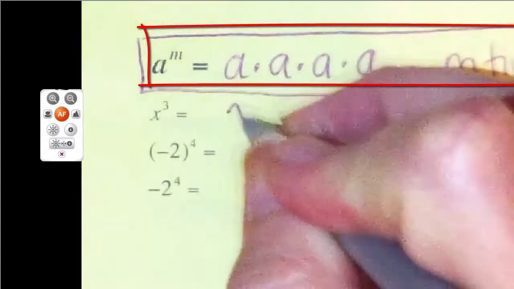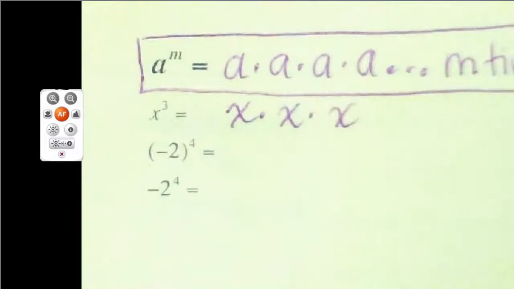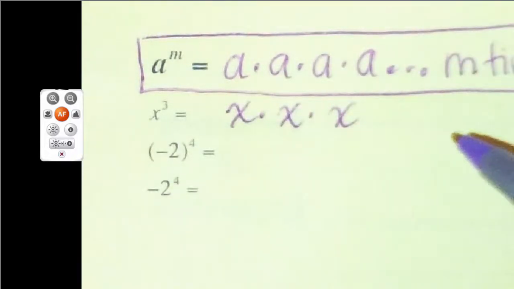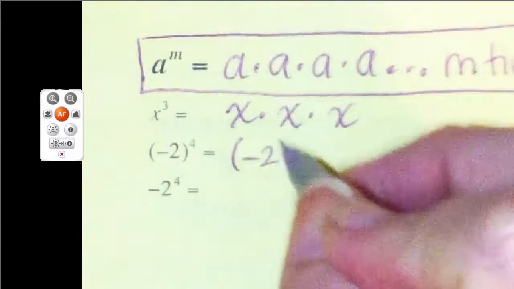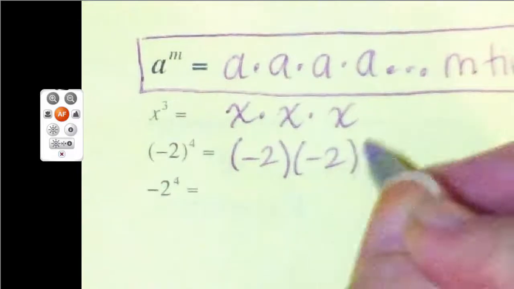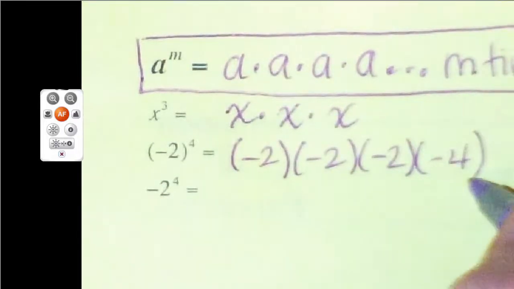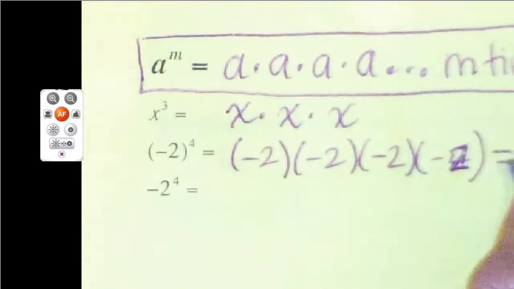So x cubed just means x multiplied by itself 3 times: x times x times x. Negative 2 all to the fourth is negative 2 multiplied by itself 4 times. So negative 2 times negative 2 times negative 2 times negative 2. You can do that math out if you choose. That's 16. At this point, I really just want you to recognize the exponent rules.